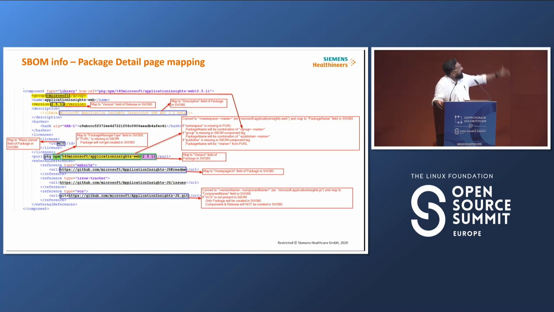So the external references, mostly for NuGet components, we do get in the first shot, but for certain other technologies we might not. And we have to really put some glue code where we can find that information.